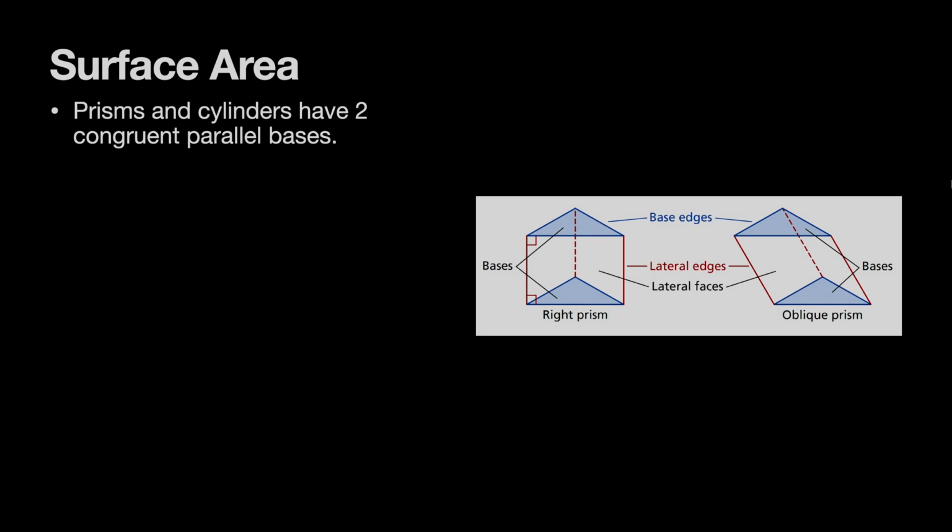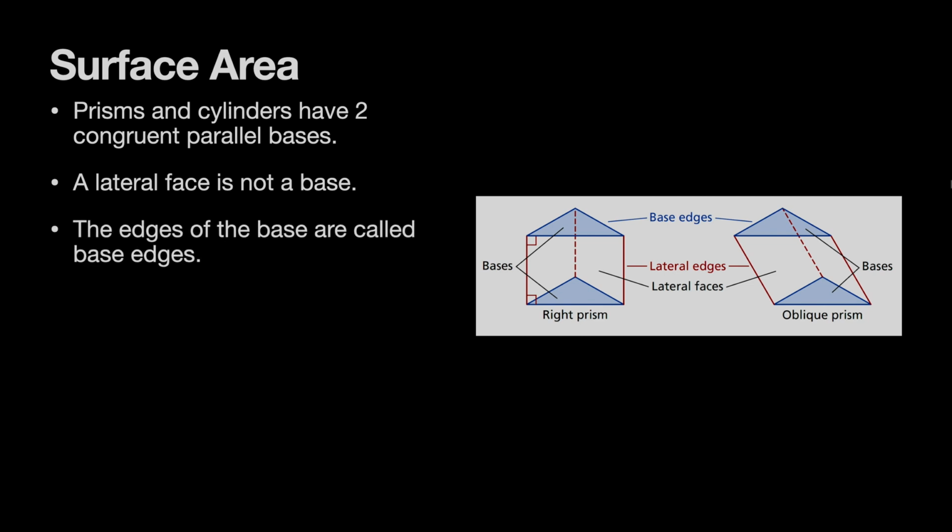So now let's talk about surface area. So prisms and cylinders have two congruent parallel bases. Now, in addition to the two bases, which you can tell, for instance, in these ones, the bases would be the triangles, there are also what are called lateral faces. A lateral face is basically every side of the prism that isn't a base.